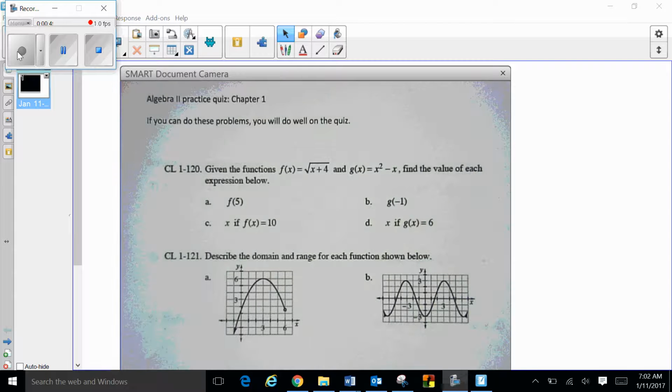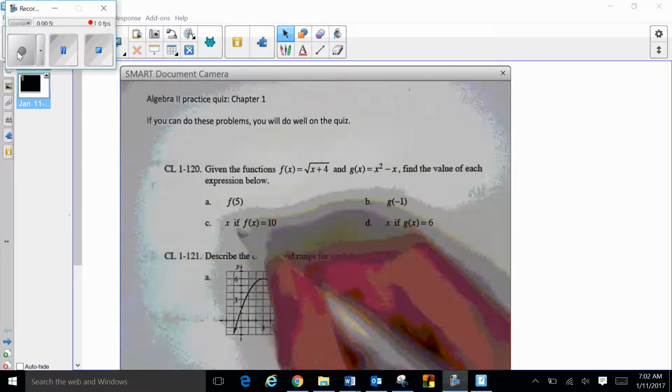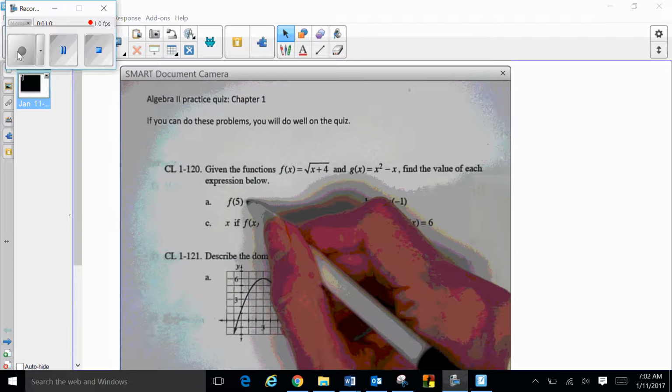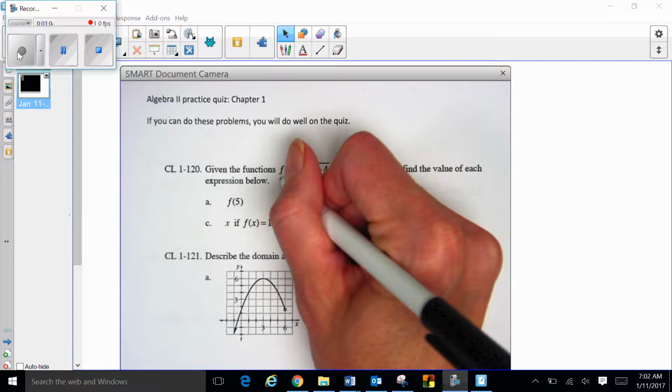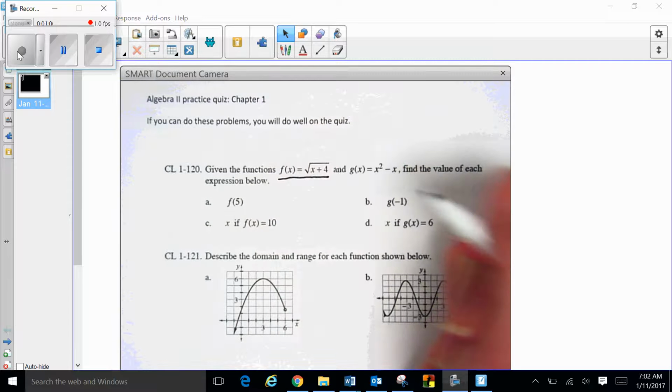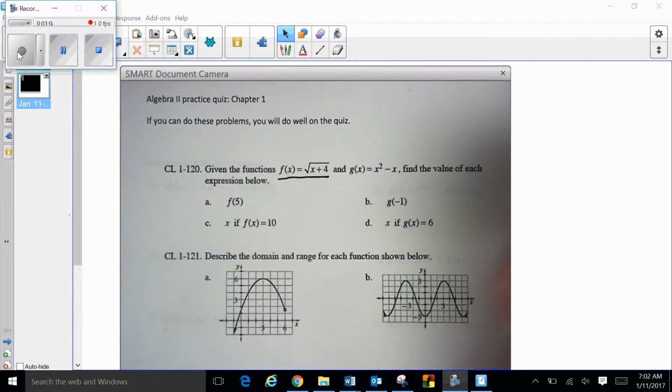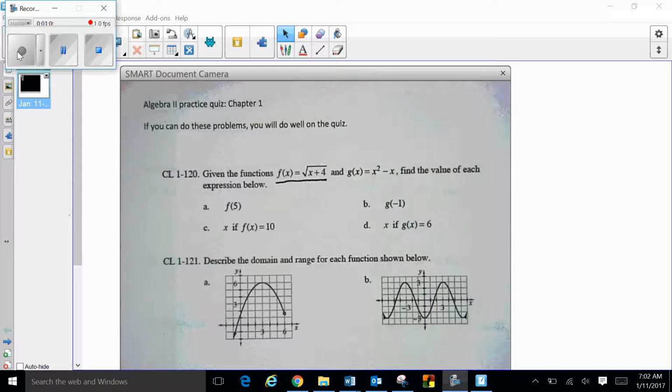CL1-120. It's asking us to find some different functions, evaluate some functions. When it gives us there on A, f of 5, what it's asking us to do is come up here to f of x and fill in the number 5. Do notice that there is another function there, g of x.